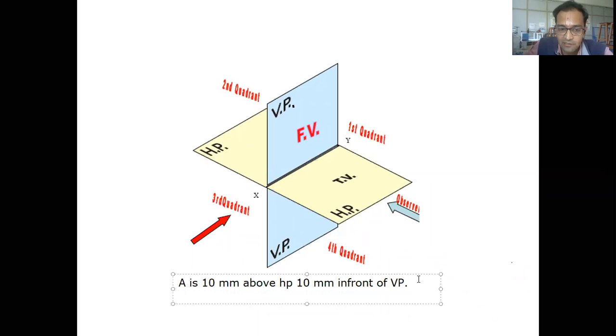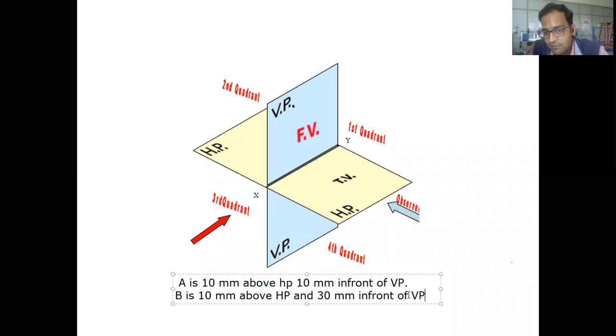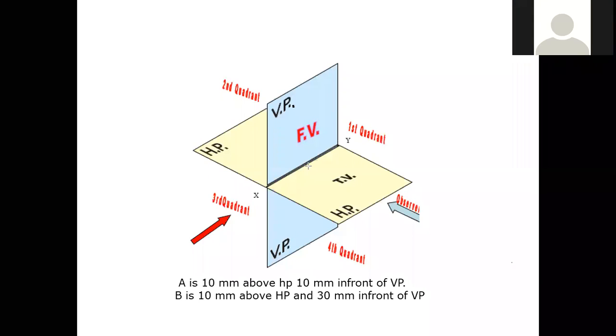Now let me take another position. Point B is 10 mm above HP and 30 mm in front of VP. Okay. ये डेटा कितनों को समझ में आया? Yes, sir. Okay, let me express that one.